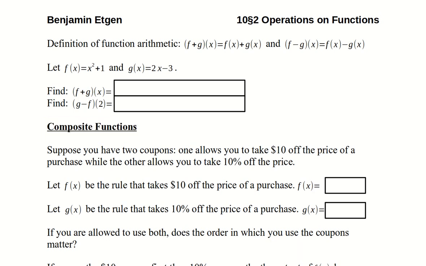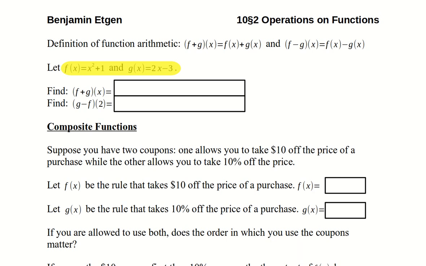So let's look at this first example. We've got two functions given with two different names. So we've got f and g. So f(x) says that you're supposed to take that input x, square it, and add 1. g(x) says that you take the input x, multiply it by 2, and then subtract 3.